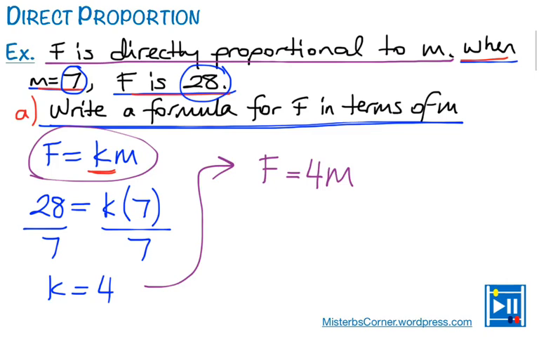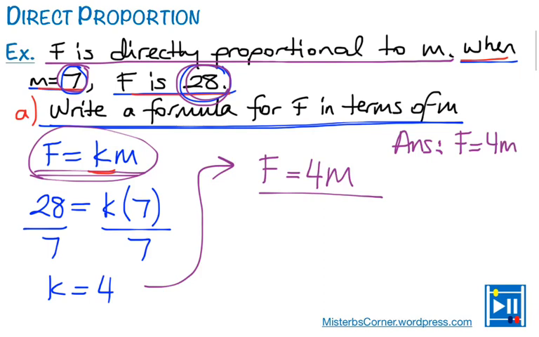How do I find it? I just substitute the values given into this direct proportion, right? So this is my formula. This is the answer to part A. So let's write it here. Answer, let's say F equals 4m.